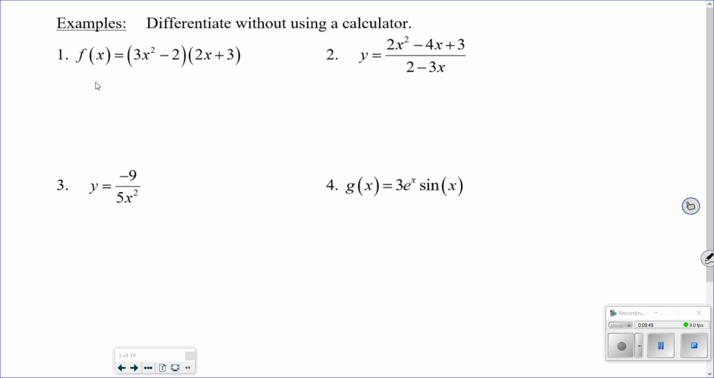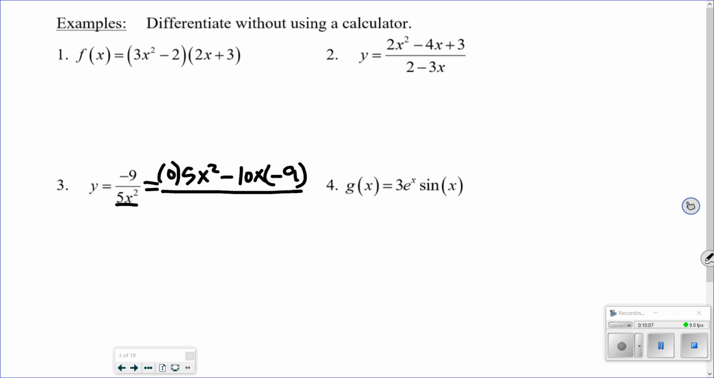So the quotient rule: I take the bottom, which is 5x squared, and I multiply it by the derivative of the top. Well, the derivative of negative 9 is just 0, minus the top, negative 9, times the derivative of the bottom. Well, the derivative of 5x squared is 10x.